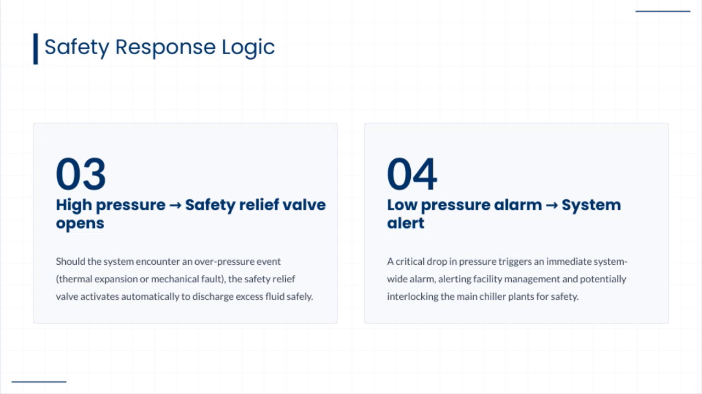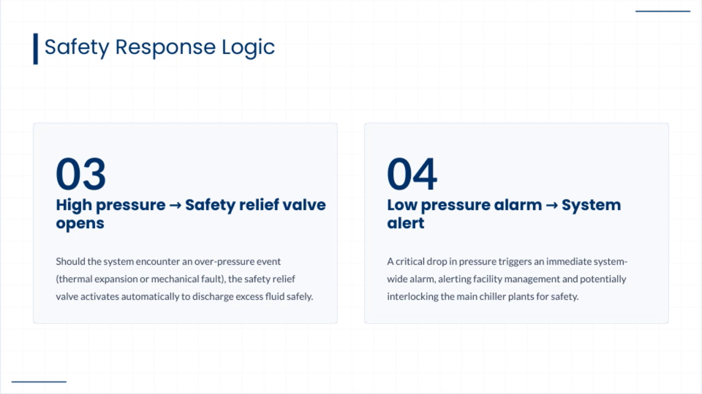Let's take a closer look at the safety response logic. When there's a critical drop in pressure, the system is designed to respond immediately. It triggers a system-wide alarm, which not only alerts the facility management team, but can also interlock the main chiller plants to ensure safety. This rapid response helps prevent potential damage or failure.